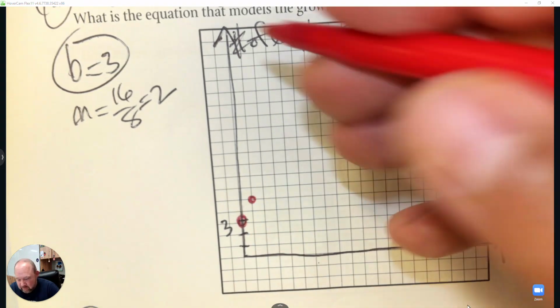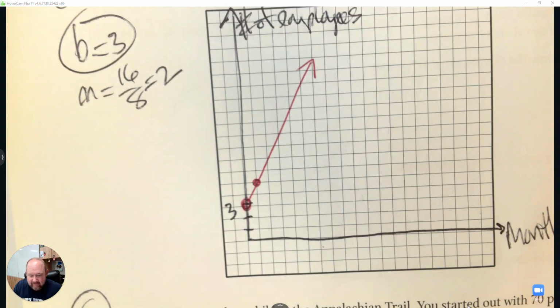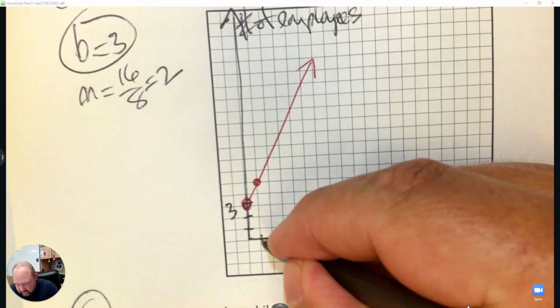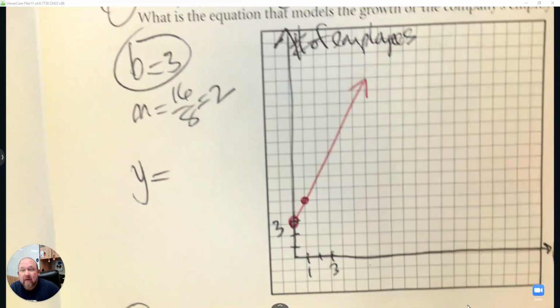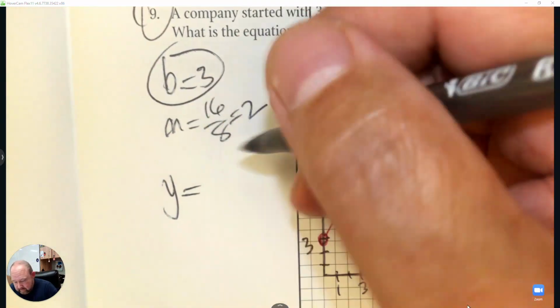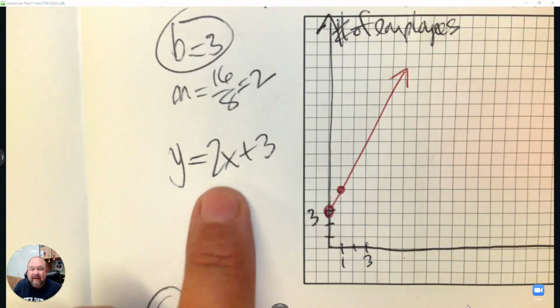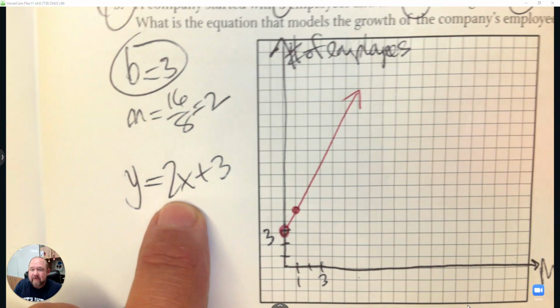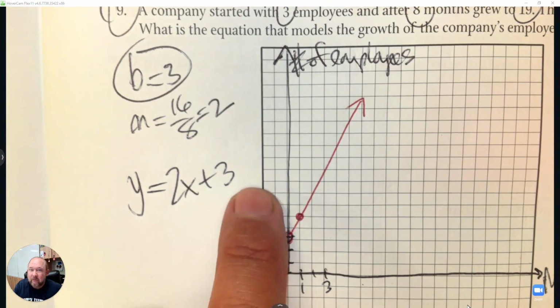So up 2 and over 1, and then we draw a line from there. So that's the slope of your line. This represents the number of months. And there it is. And the equation would be y equals the slope, which is 2x, plus 3. So x would represent the number of months, and y would say how many employees you have. So at 8 months, that's why you have 19.